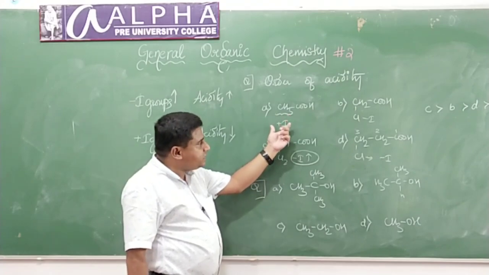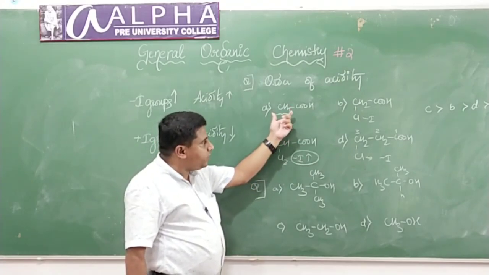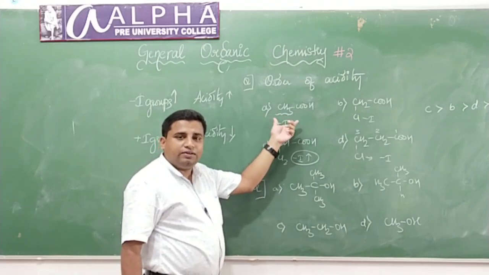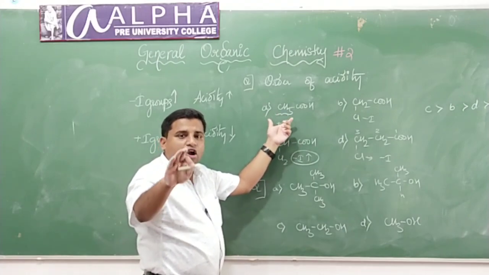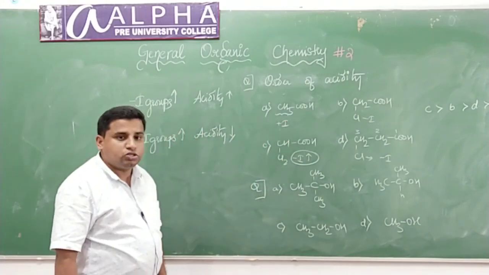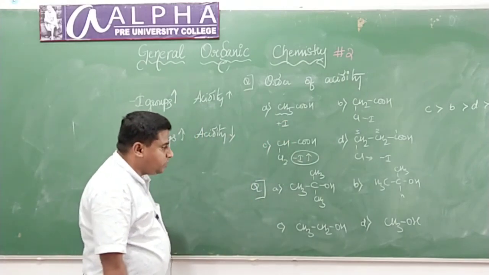Why is it the weakest acid? Because the alkyl group exhibits positive inductive effect. If there is positive inductive effect, the stability of the anion decreases. That is going to be a weak acid. I hope you understood. Now, with the next question, look at here.